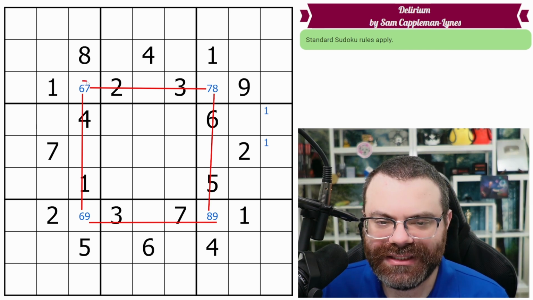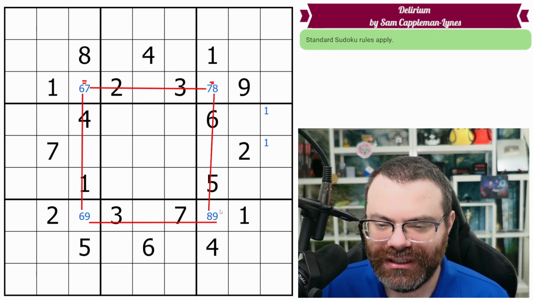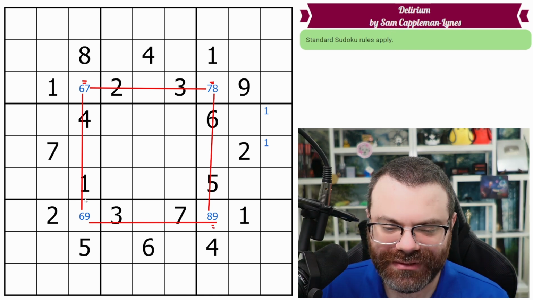And then the 6 and the 7 here have a strong link. The 7 and the 8 have a strong link. The 8 and the 9 have a strong link, which I'm going to have trouble drawing because I didn't give myself enough space. And then the 6 and the 9 have a strong link. Nice.